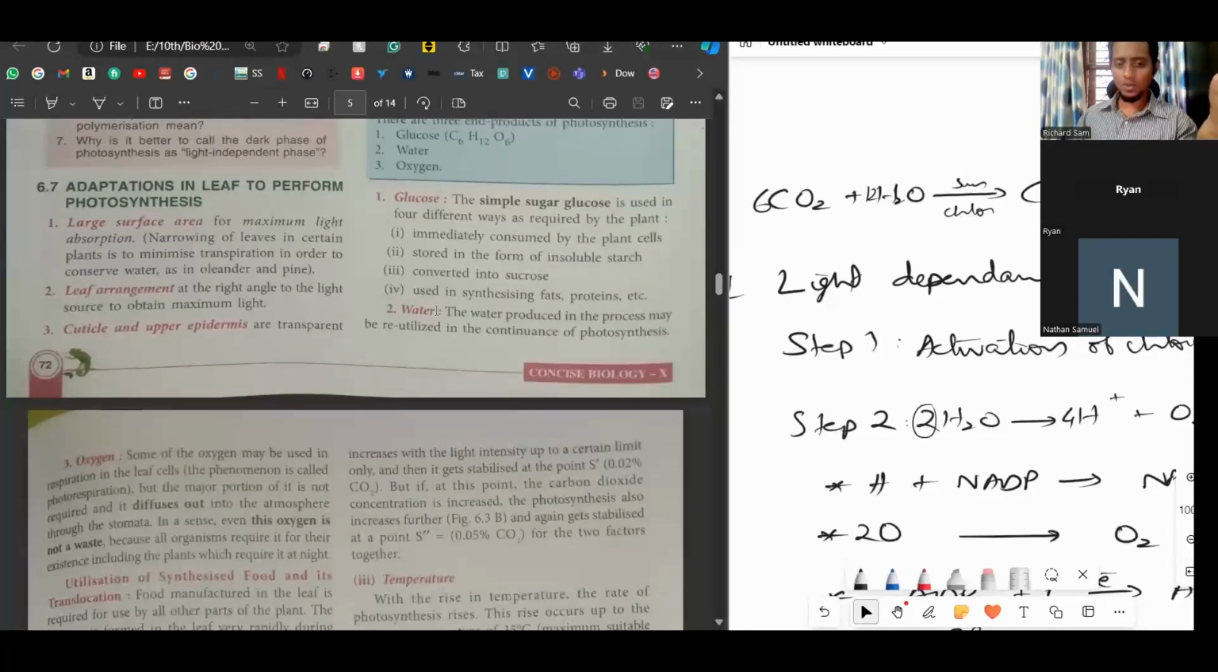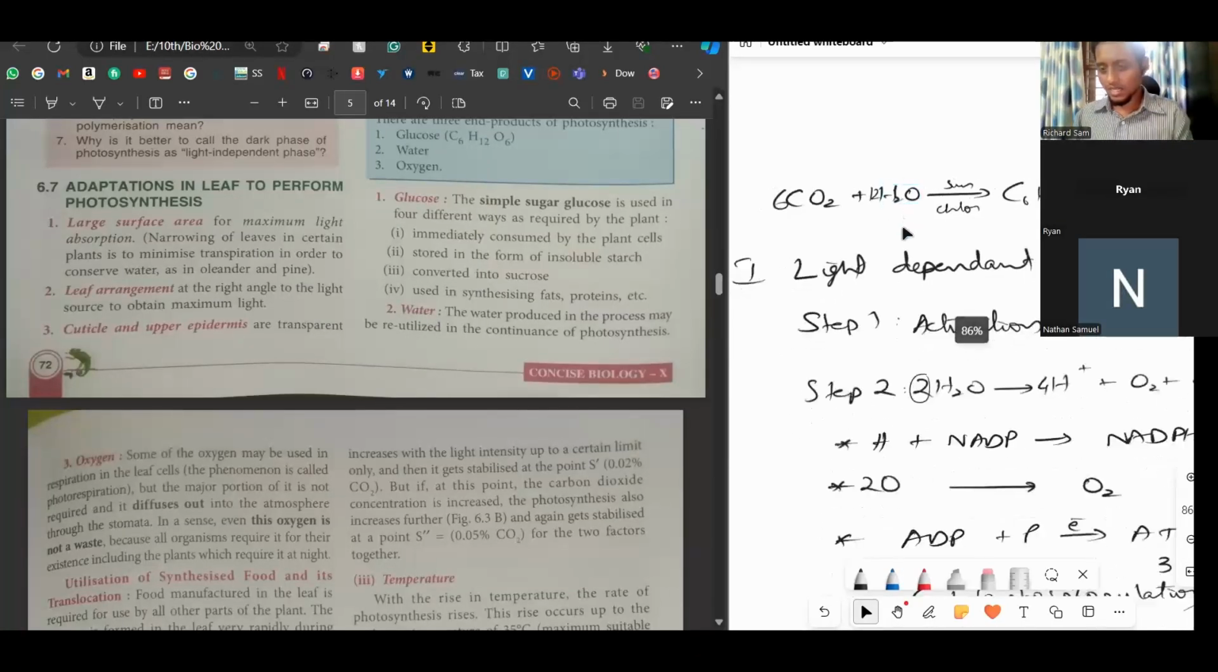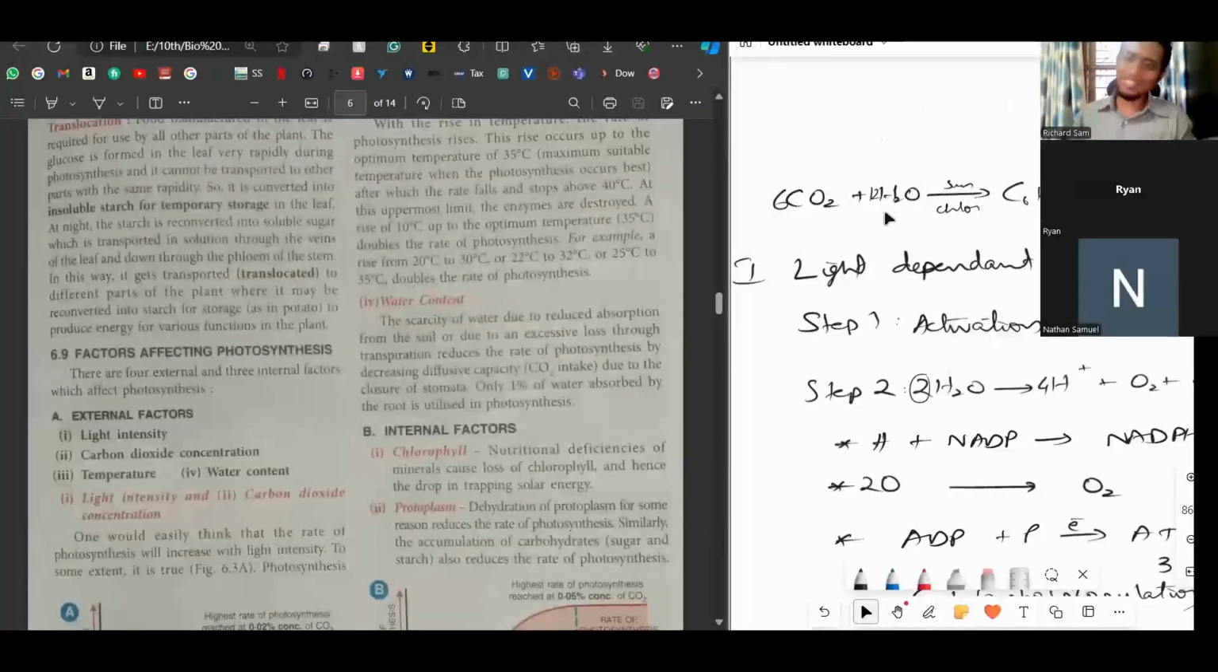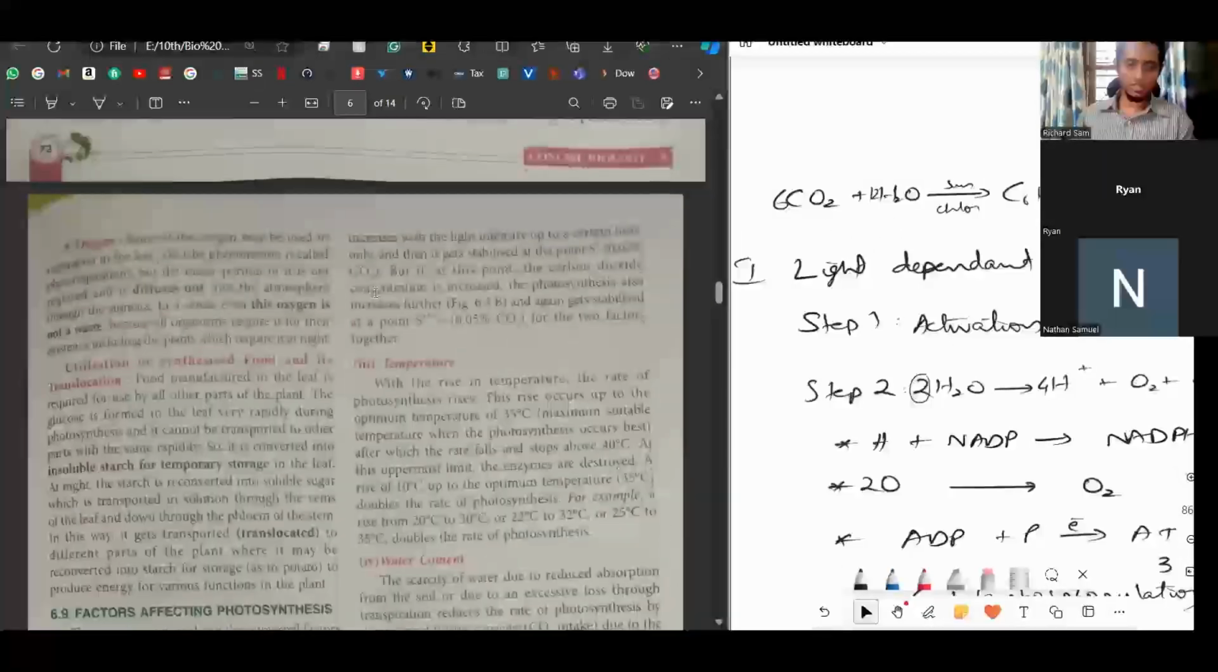Water, what happens to the water? Most of this water is reutilized for photosynthesis. This water they're talking about is that 2%, not the 98%. The 98%, what happens to it? It's thrown out. Transpiration. It's not even used for photosynthesis. But the 2% of water that is used, it again comes out as water, and that water is again reused for photosynthesis. Okay.